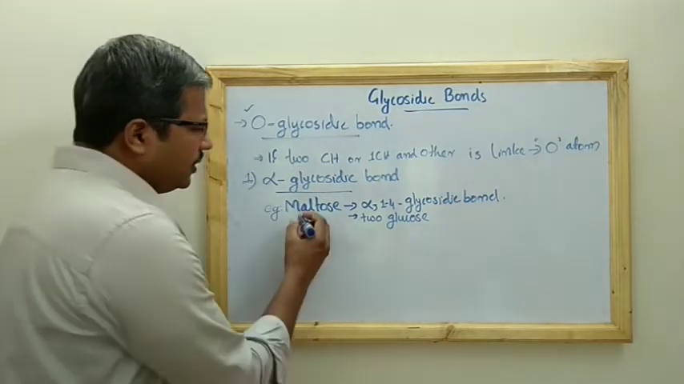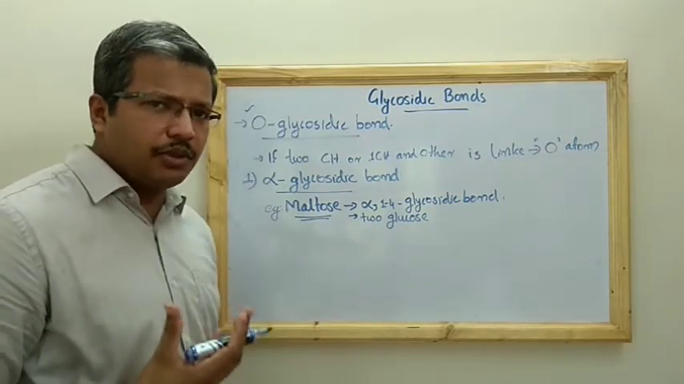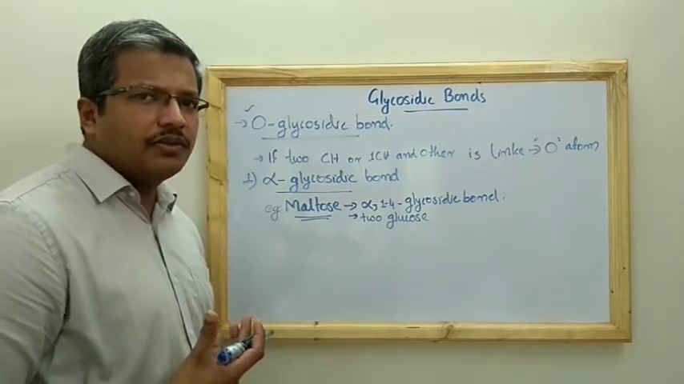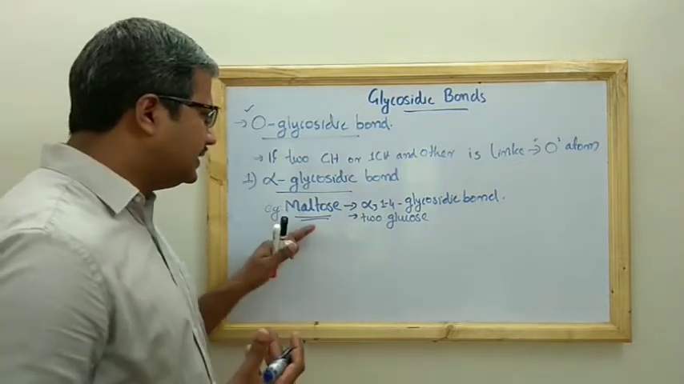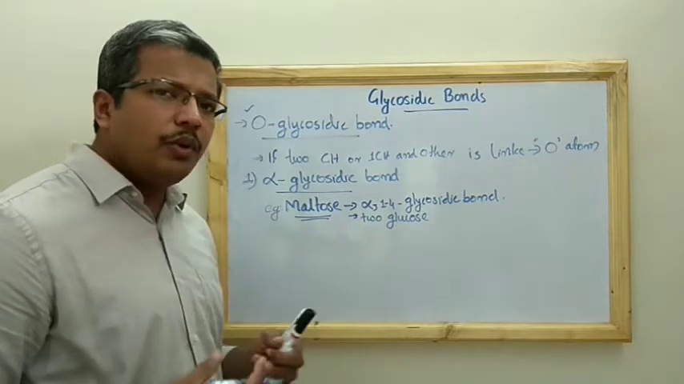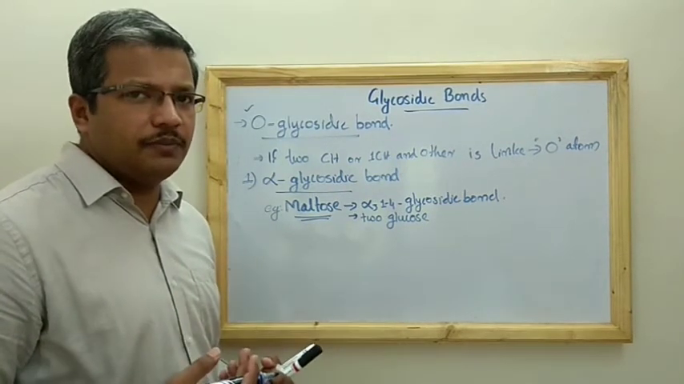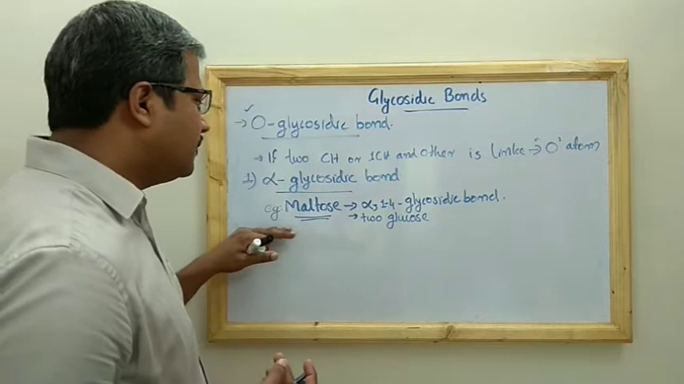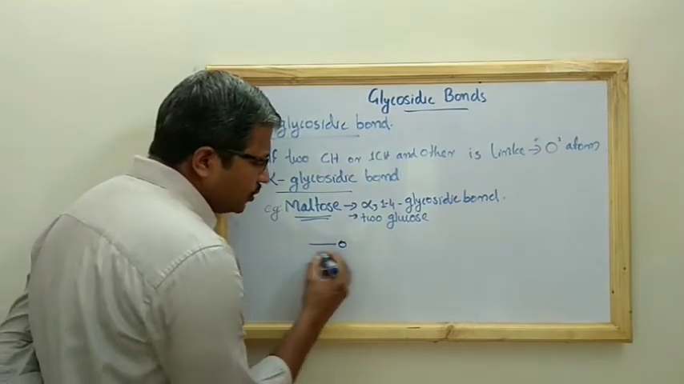Now, where do you find this maltose? Maltose is actually the hydrolysis product of starch, glycogen, etc. So it's a disaccharide which is formed when the hydrolysis of starch and glycogen takes place. Okay, so maltose, let us see. So we have the 2 glucose units.